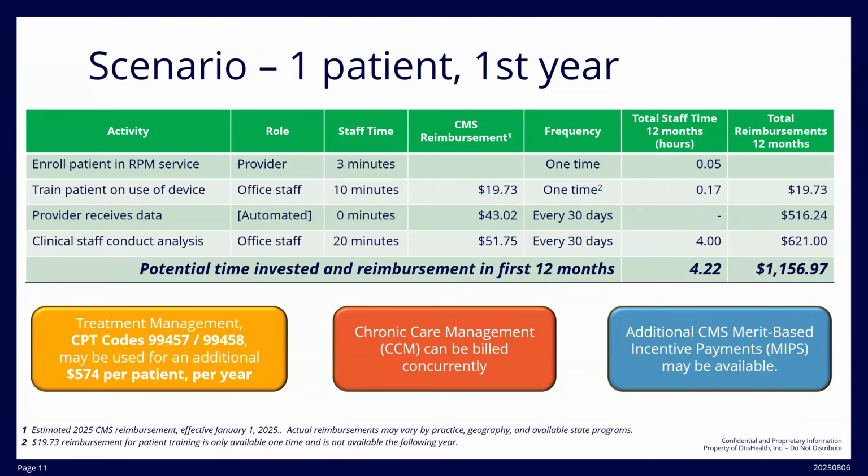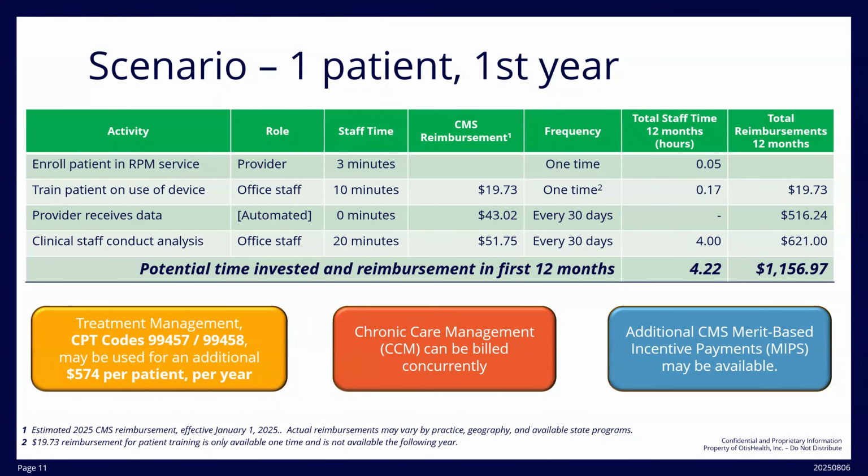And on top of this, there are the treatment management codes that I mentioned just in the prior slide. So if you have to communicate with the patient, you have to change treatment parameters, you have to do some coaching with them, that's all billable activity in the RPM world. And so those are billable against the 99457 for the first 20 minutes and 99458 for the second and subsequent 20-minute sessions. So that could be an additional $574 per patient per year just on the 99457 if you have to do it every month with a patient.